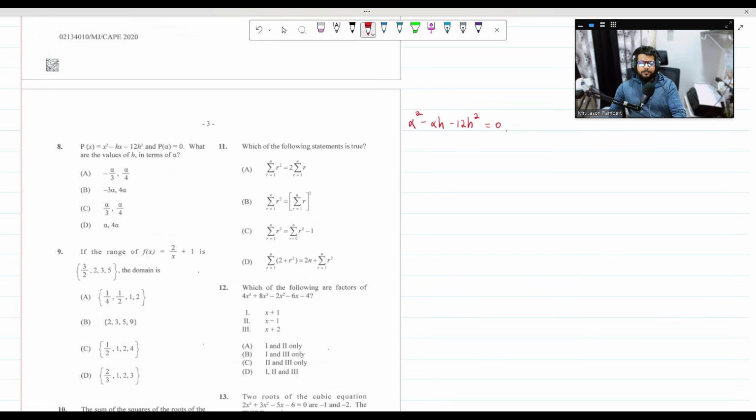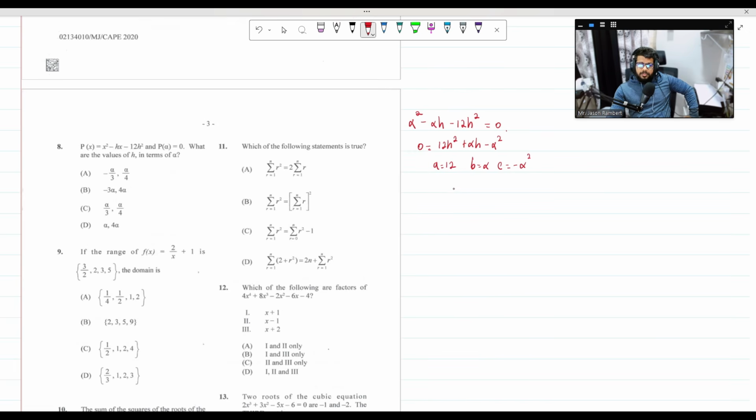This is a nice question. So I must make this a quadratic in terms of h. I could make it a quadratic in terms of alpha if I wanted to. So what I'm going to do, I'm going to solve for h. I'm going to throw the whole equation on the right hand side and have 0 is equal to 12h squared plus alpha h minus alpha squared. Now I'm going to use quadratic formula. A is 12, B is alpha, and the C is minus alpha squared.